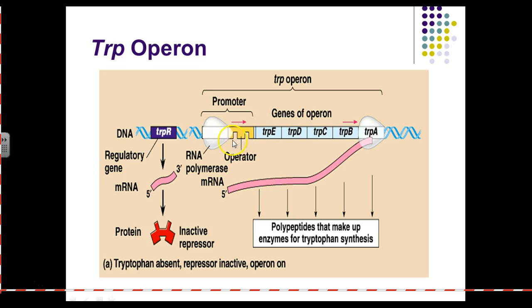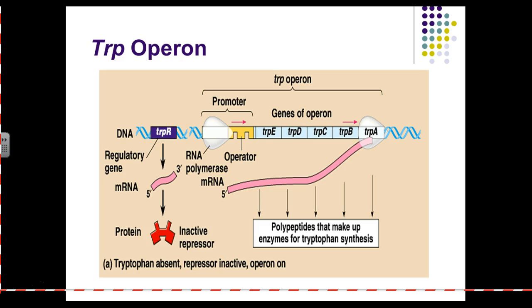There's nothing blocking its path, so the RNA polymerase can slide down and can transcribe the E gene, then the D gene, then the C gene, the B gene, and the A gene, and all of this messenger RNA would normally be made. So transcription is normally turned on because the repressor is inactive. It's inactive because the shape does not match that of the operator. So tryptophan production is normally turned on because the bacteria needs so much of it.